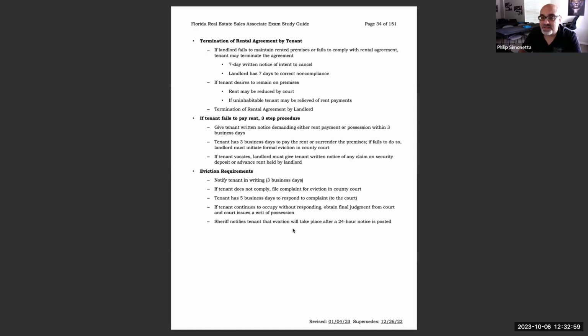Okay, eviction requirements. You must notify the tenant in writing, 3 days. If the tenant does not comply, file a complaint of eviction with the county. The tenant has 5 business days to respond to the complaint to the court. If the tenant continues to occupy without responding, final judgment is obtained from the court, and the court issues a writ of possession. The sheriff notifies the tenant of eviction, and an eviction will take place 24 hours after it's posted. Okay?